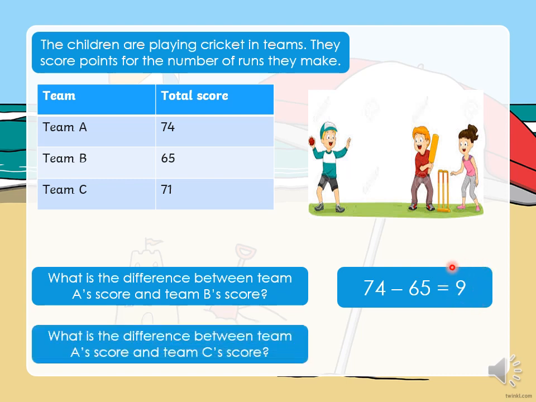Very good. Another one. What is the difference between Team A's score and Team C's score? Now, Team A with Team C. Team A scored 74 points. Team C scored 71 points. 74 minus 71 equals 3. The difference between Team A's score and Team C's score is 3 points. Very good.